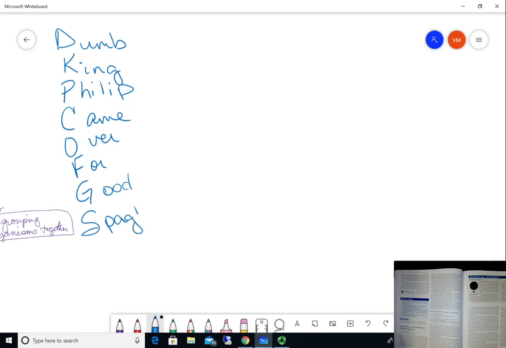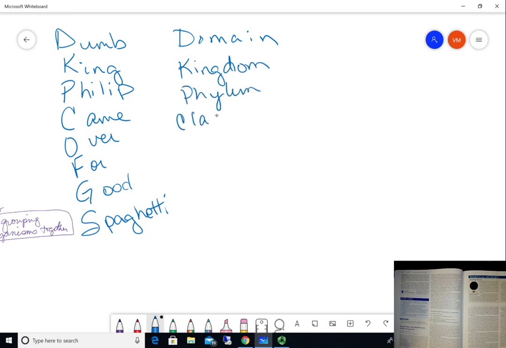And a lot of people have learned this in a number of different ways. So this is your domains. This is your kingdom, phylum, class, order, family, genus, and species.